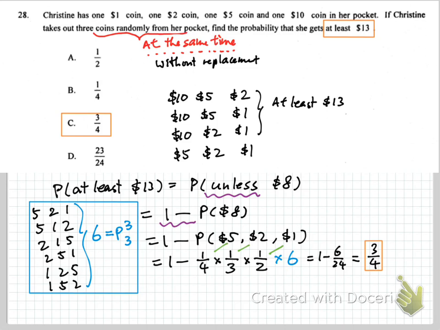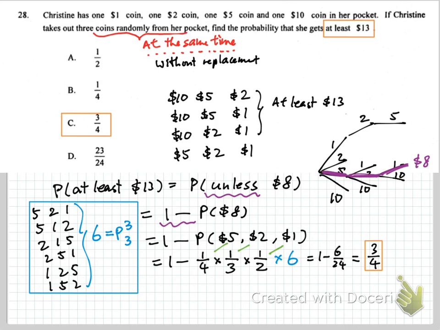Now 5, 2, 1, what does that mean? That means the tree diagram is 1, 2, 5, 10. And then from the 5 you can pick 1, 2, and 10. From the 2 you can pick 1 and 10. We are talking about this particular branch, 5, 2, 1. This will give you $8. But it is not the only branch that will give you $8. This 1, 2, 5 branch will also give you $8 and so on.